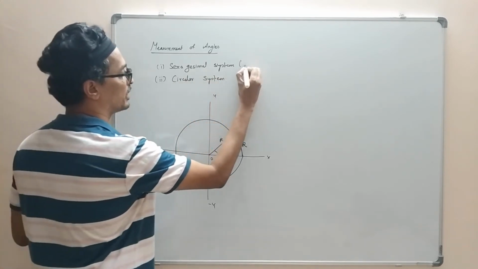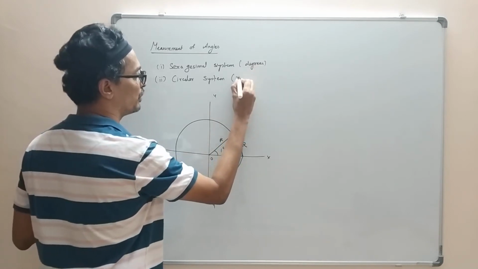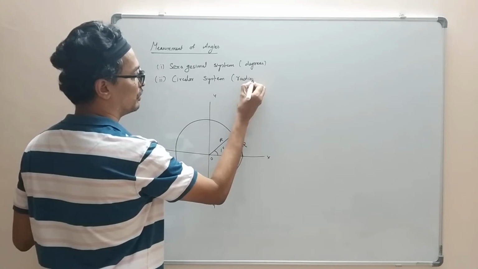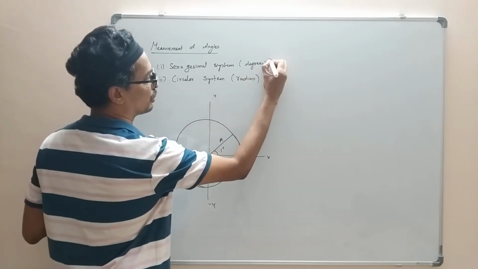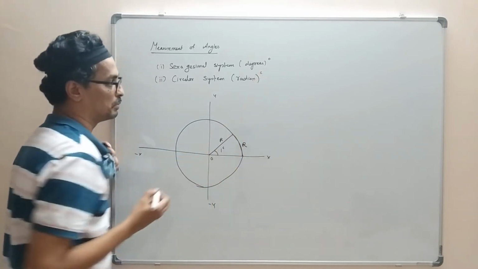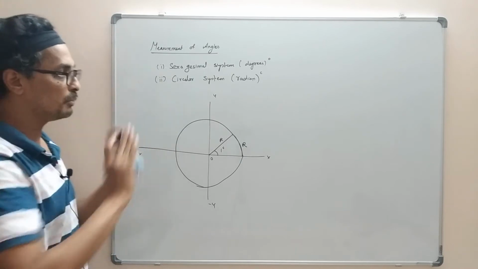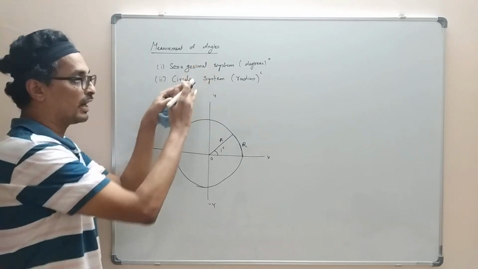In a sexagesimal system we use degrees, and in a circular system we use radian. For degrees, the notation is a small 0 on the top. For radian, it's a small c on the top. So this is the way we denote them. Now let us see, because both of them are angle measurements, they can be related.